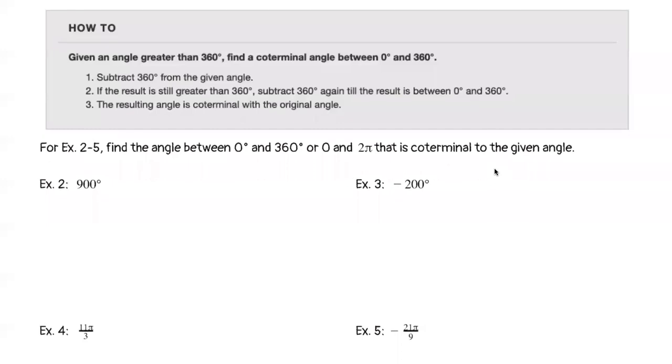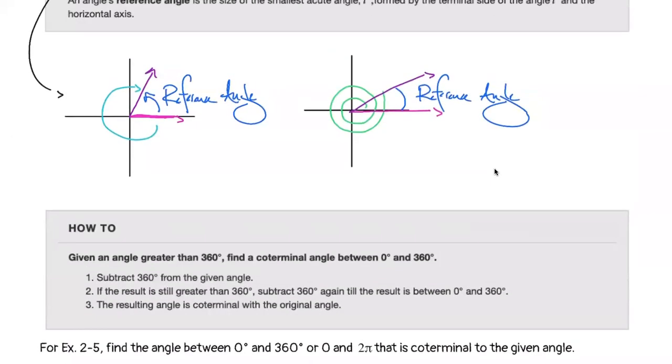All right. So here's what we're doing when we subtract. We're saying we started here. If I subtract 360, I'm going to get to here, right? If I subtract 360 again, that's like going around the circle another time. So by subtracting 360, we can get to the acute angle or our reference angle.